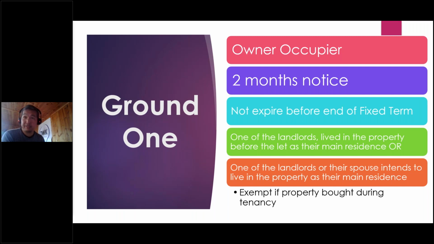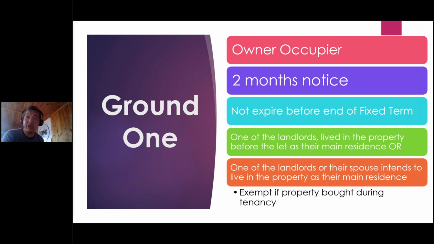You've got to give 2 months notice, and it can't expire before the end of the fixed term. Now, this is what we refer to as a prior notice one. As I said earlier, grounds 1 to 5 are prior. So in your agreement, it may say that you could seek possession under ground 1 of the Housing Act 1988, Schedule 2, as an owner occupier. So you're giving prior notice to the tenant before the tenancy starts that you may intend to seek possession under this ground. Now, in a sense, all landlords should do this.